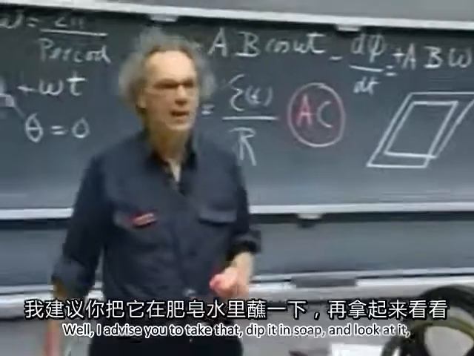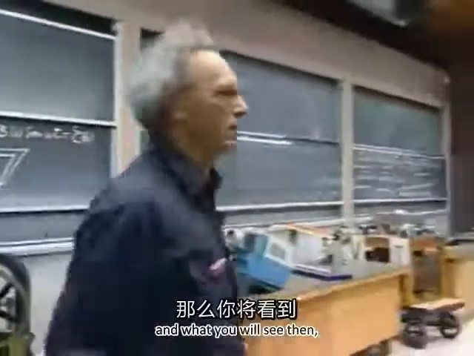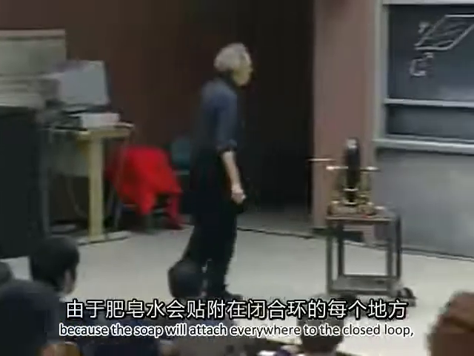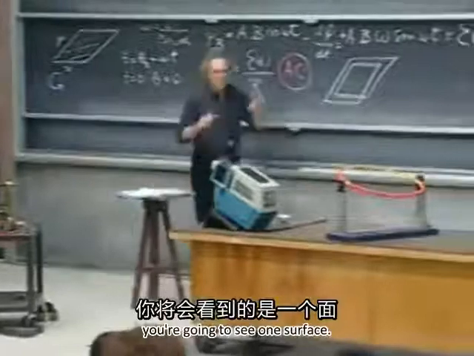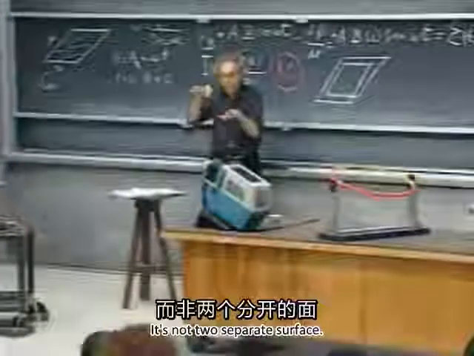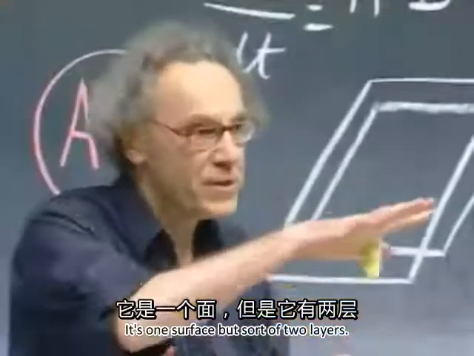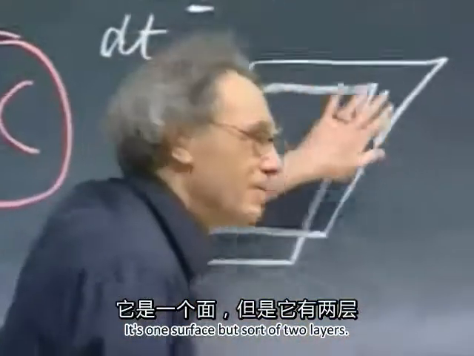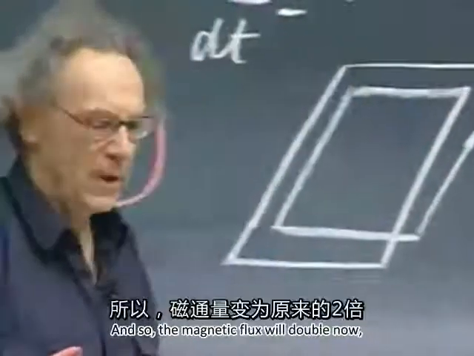What would it look like? Well, I advise you to take that, dip it in soap, and look at it. And what you will see then, because the soap will attach everywhere to the closed loop, you're going to see one surface. It's not two separate surfaces. You don't have two separate loops. It's one surface, but sort of two layers. One is lower and the other one comes on top.